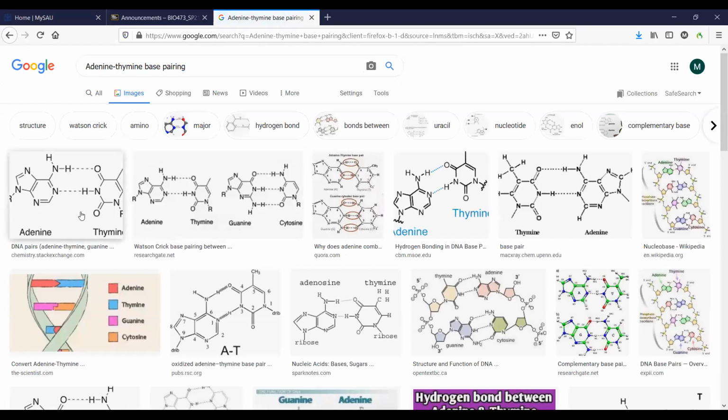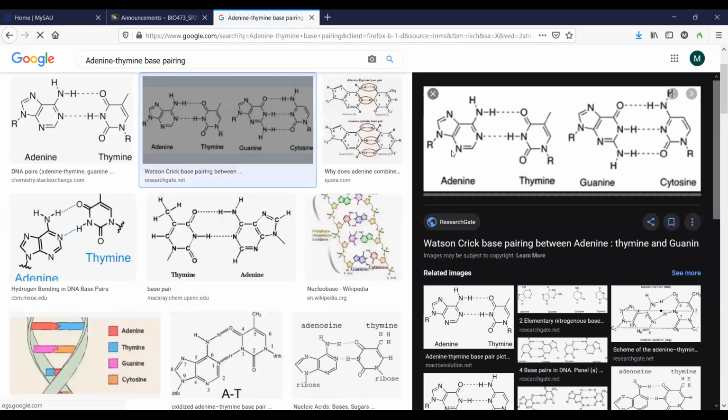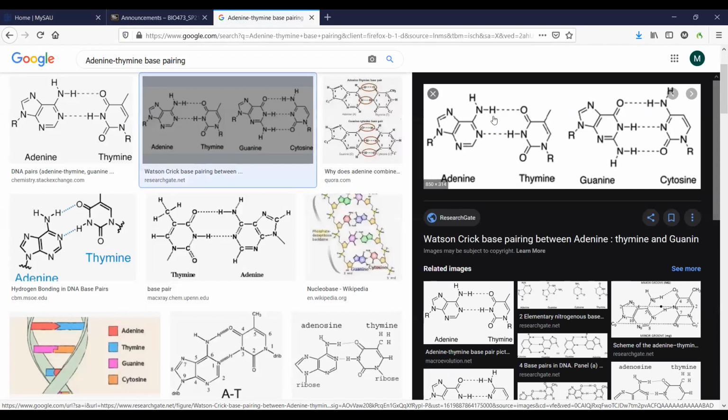Yeah. So here's the base pairing in DNA between adenine and thymine, and the methyl group's up here. And then there's the Hoogsteen pairing. See, this is on the other side of this. So it's very different. And this is more stable than the Watson-Crick pairing.